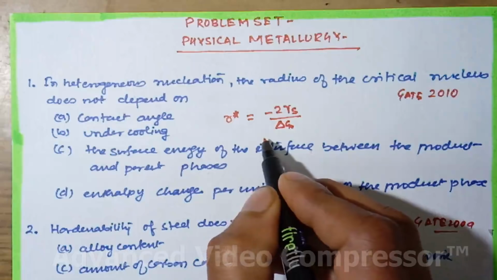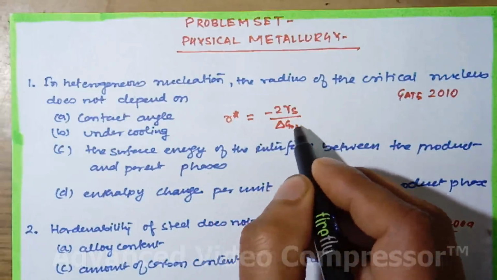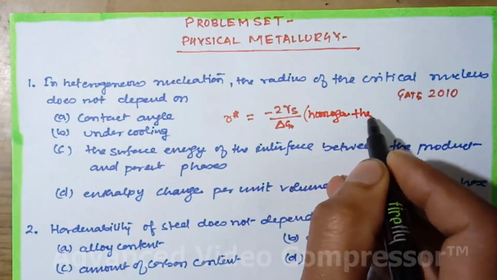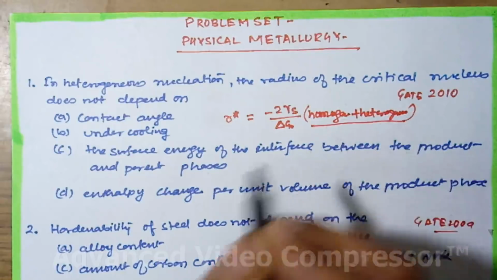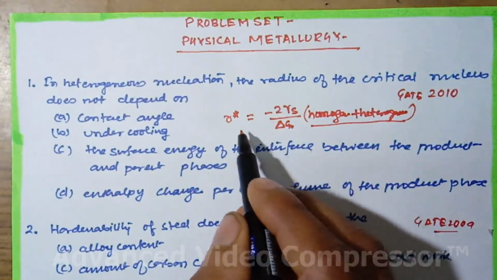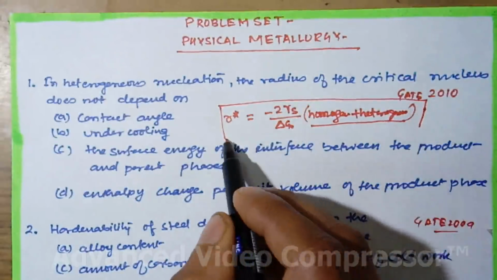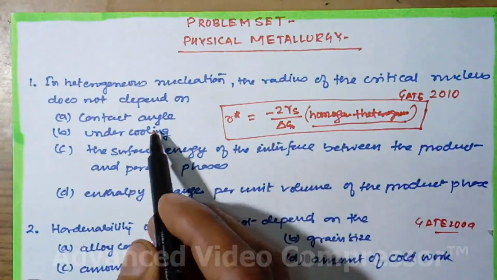and we need to remember that R star is equal to minus 2 gamma s by delta GV. It is for homogeneous plus heterogeneous, means the same equation is followed in both the homogeneous case and the heterogeneous case also. So here there is no term of theta, that is the angle of contact. So here it will not depend on contact angle.